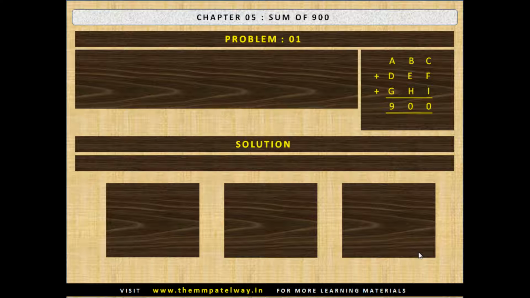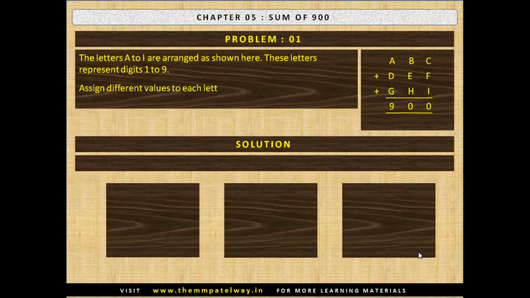Problem number 1. The letters A to I are arranged as shown here. These letters represent digits 1 to 9. Assign different values to each letter so that the totals of the numbers thus formed is 900. Now stop the video and solve the problem.